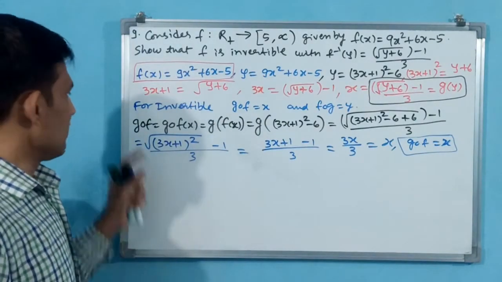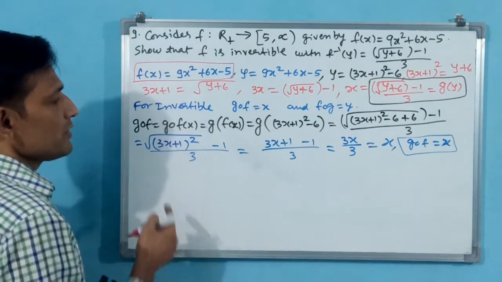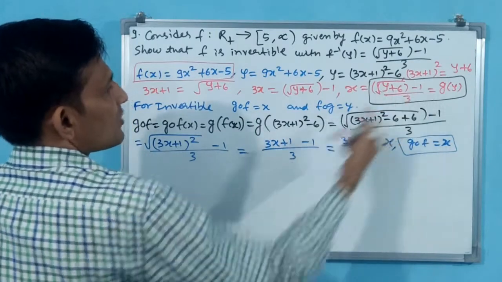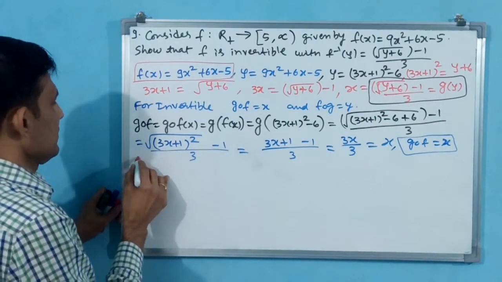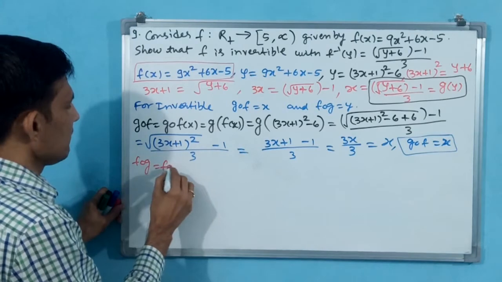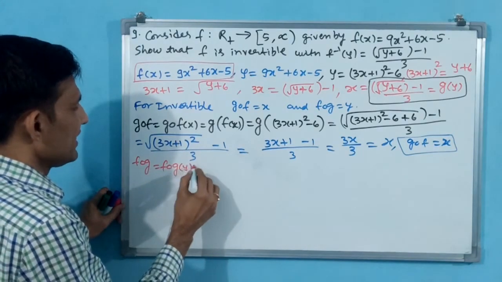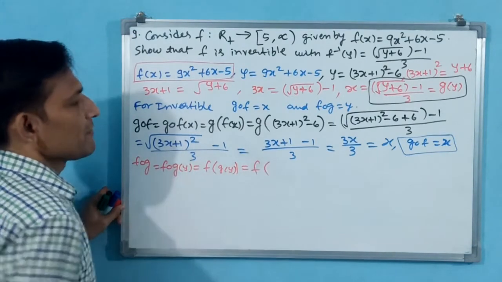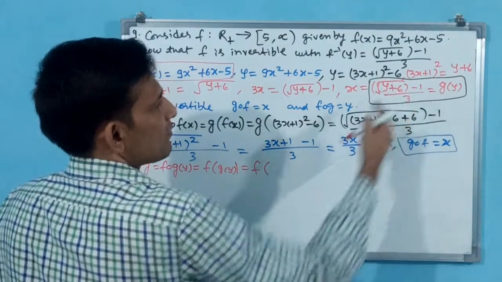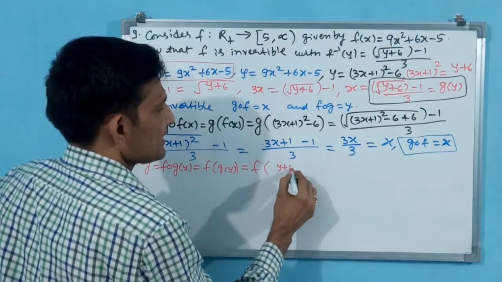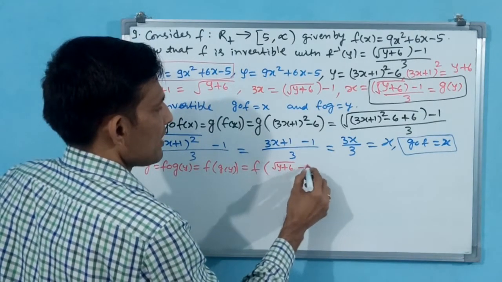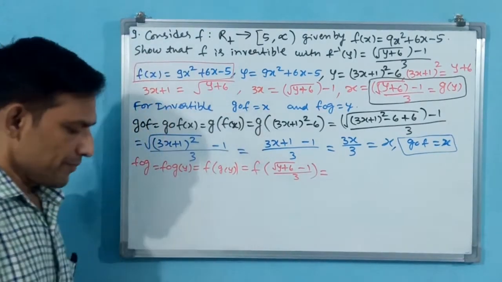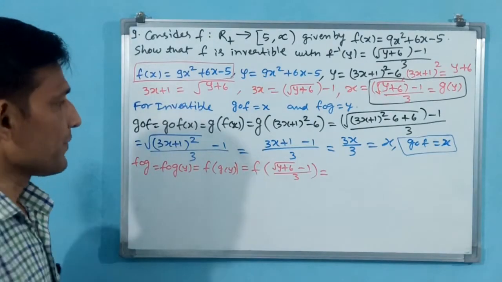Go for the second one, FOG also. Okay, if FOG also gives y, automatically the inverse is y plus 6. This you have to write. Say FOG is equal to f of g of y. G of y is how much? G of y is this one. The entire thing you have to write: square root of y plus 6, minus 1, by 3. Yeah, that entire thing you have to write.